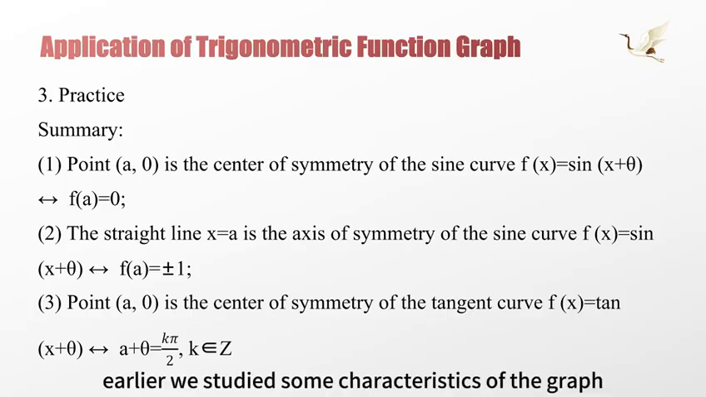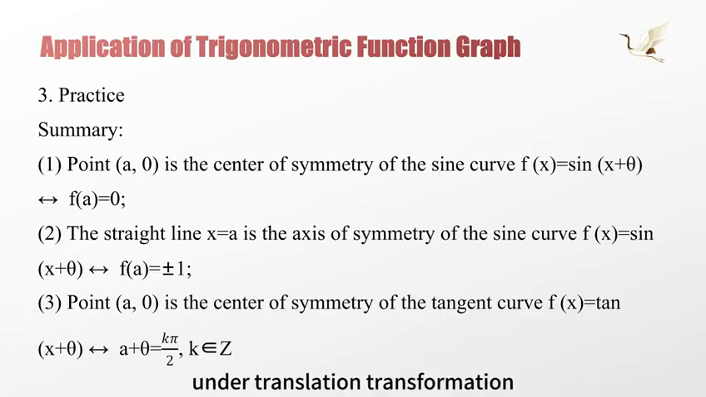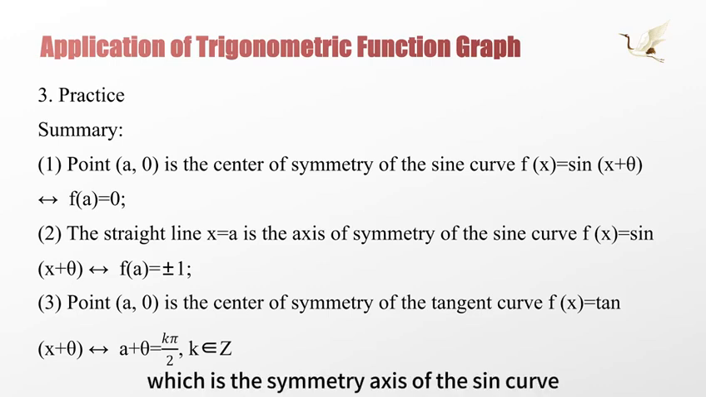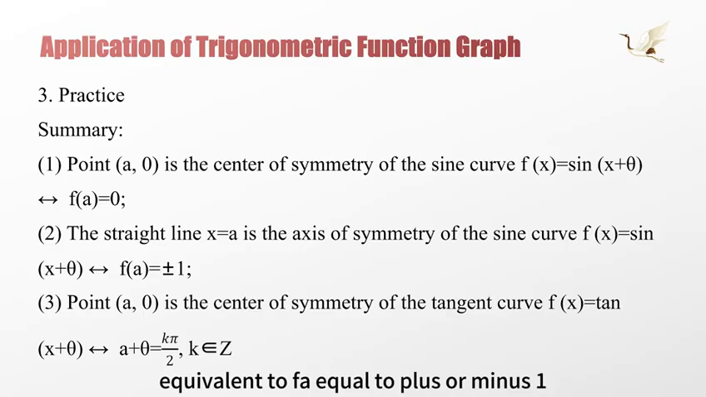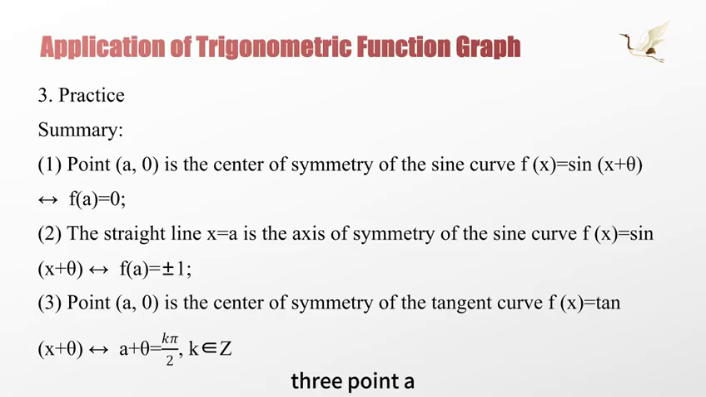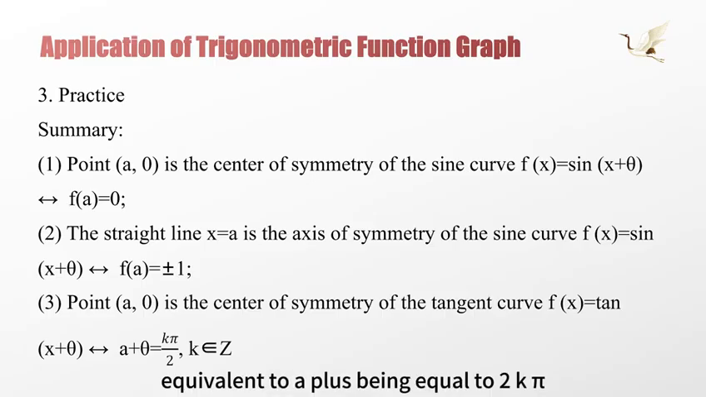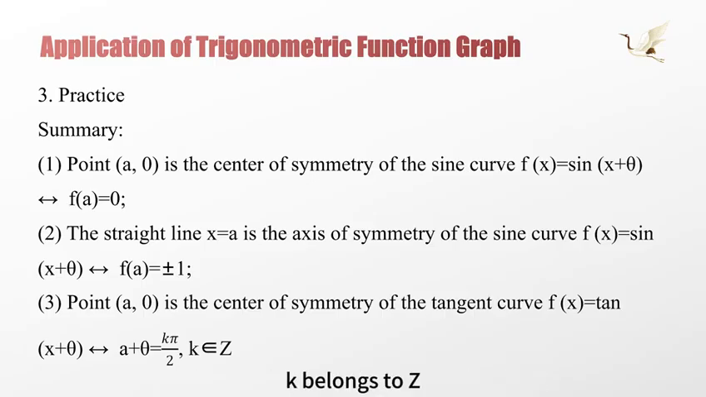Earlier, we studied some characteristics of the graph of trigonometric functions under translation transformation. Let's briefly summarize below. 1. The point (0, 0) is the center of symmetry of the sine curve f(x) equal to sin (x plus φ), which is equivalent to f(0) being equal to 0. 2. The straight line x equals a is the symmetry axis of the sine curve f(x) equal to sin (x plus φ), which is equivalent to f(a) equal to plus or minus 1. The same applies to cosine curves. 3. The point (a, 0) is the symmetry center of the tangent curve f(x) equal to tangent (x plus φ), which is equivalent to a plus φ being equal to half k pi, k belongs to Z.